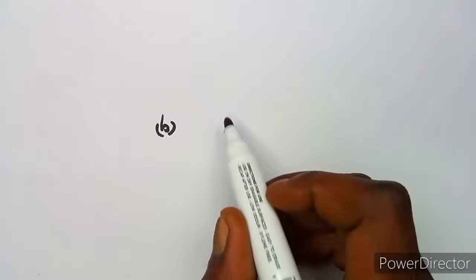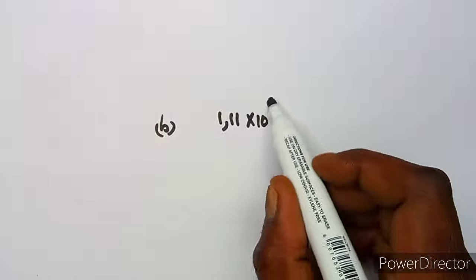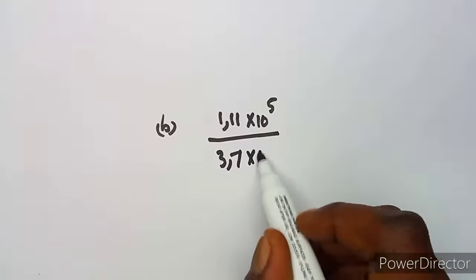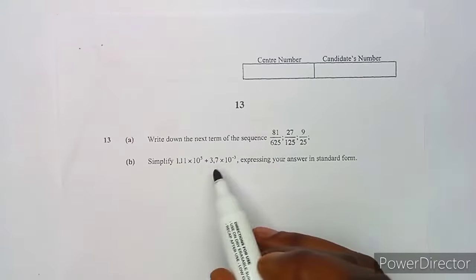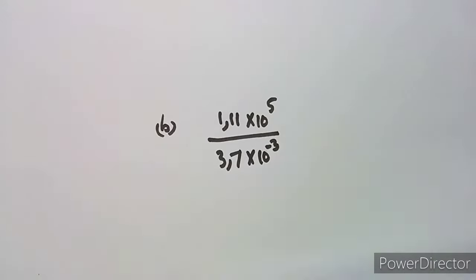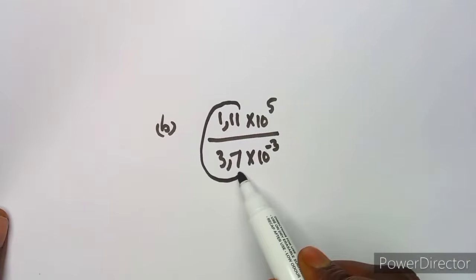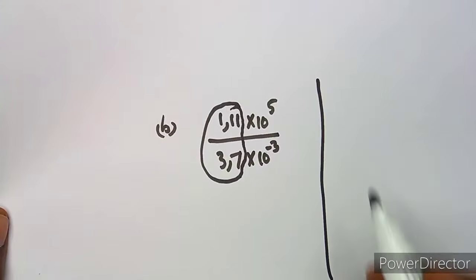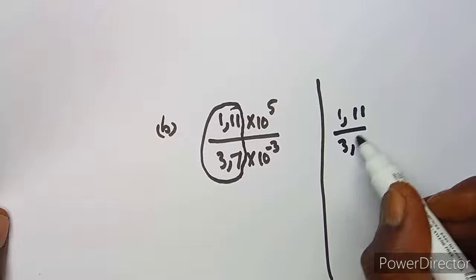This is our B, where we've got 1.11 multiplied by 10 to the exponent of 5, and it's being divided by 3.7 times 10 to the exponent of minus 3. I'm going to rewrite it with a division line, so that it's easier for me to divide these numbers separately. Forget about the standard form for now, just divide these numbers separately so that you won't go wrong: 1.11 over 3.7.